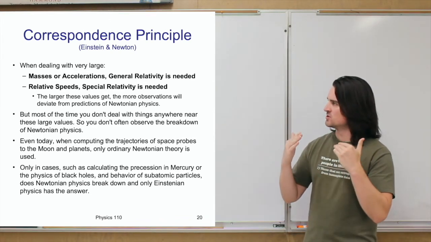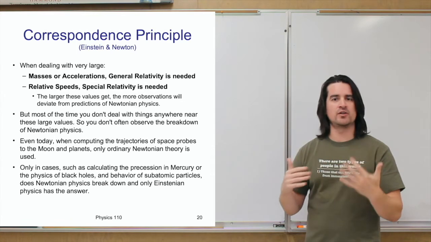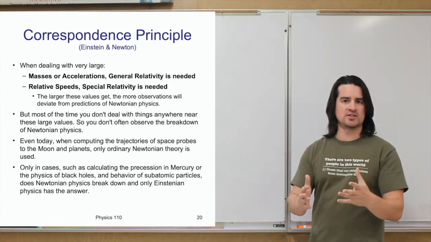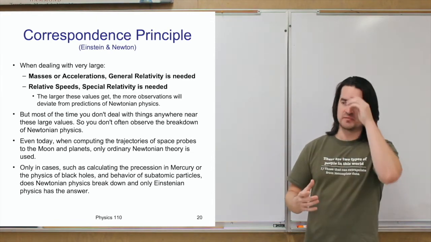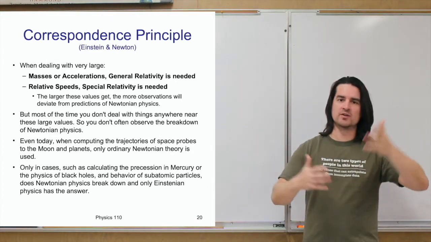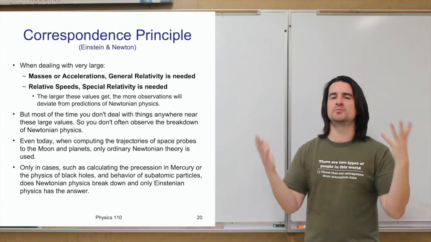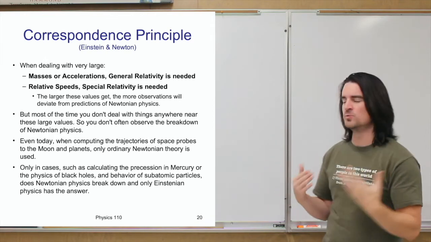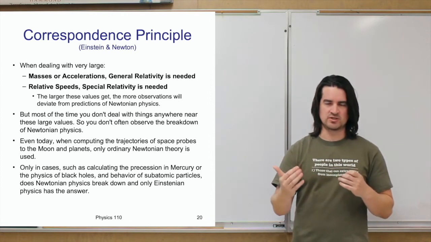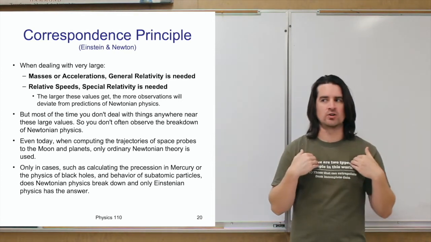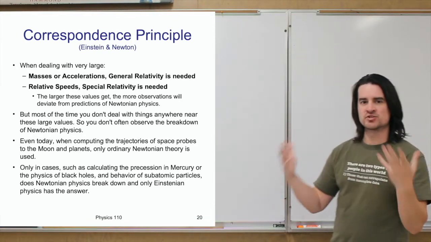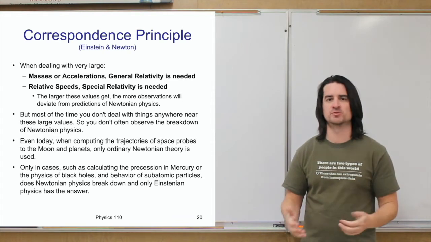So, for instance, if you were dealing with very large amounts of mass, or very large accelerations, things accelerating very quickly, and very large amounts of mass being like the mass of the sun, or 10 times the mass of the sun, or a billion times the mass of the sun, right? We need to talk about huge masses. Only in those cases do you really need general relativity. Because like I've tried to point out, the effects of general relativity, on our scale, are incredibly small. We don't even perceive them. Because there's not enough mass involved to really have any noticeable effect.